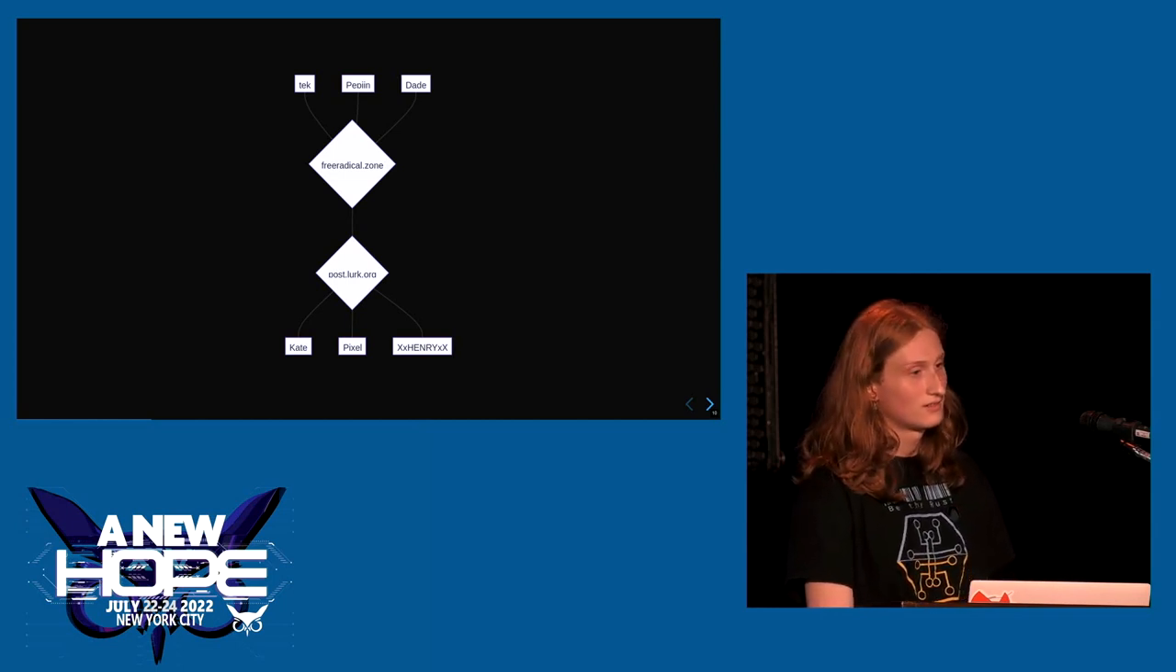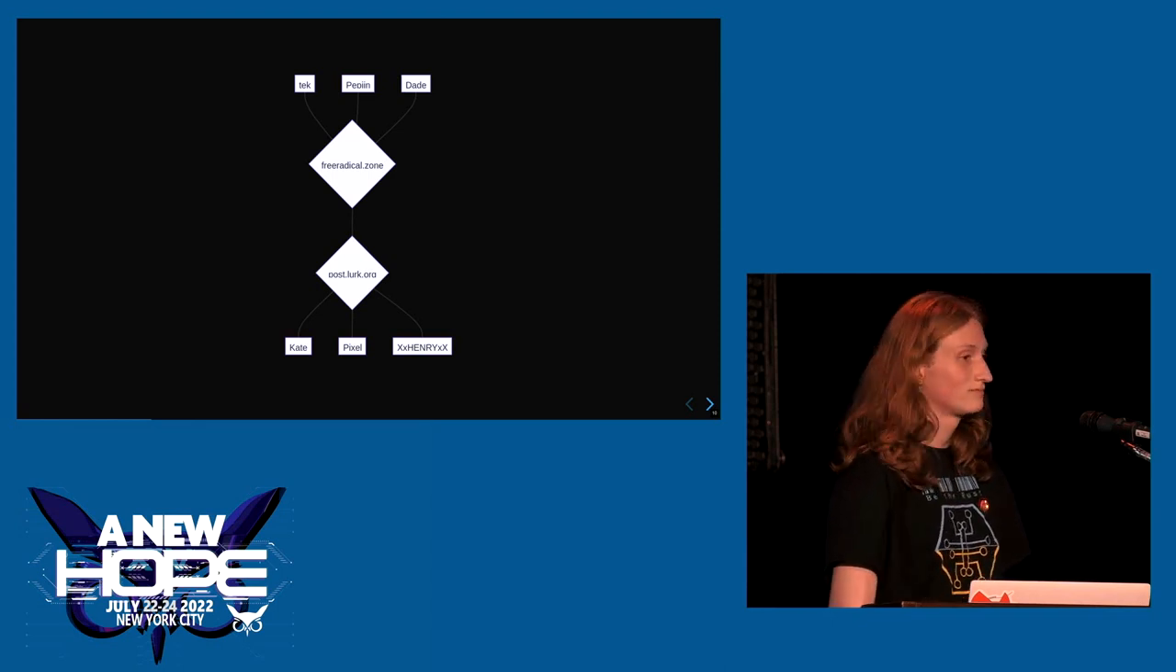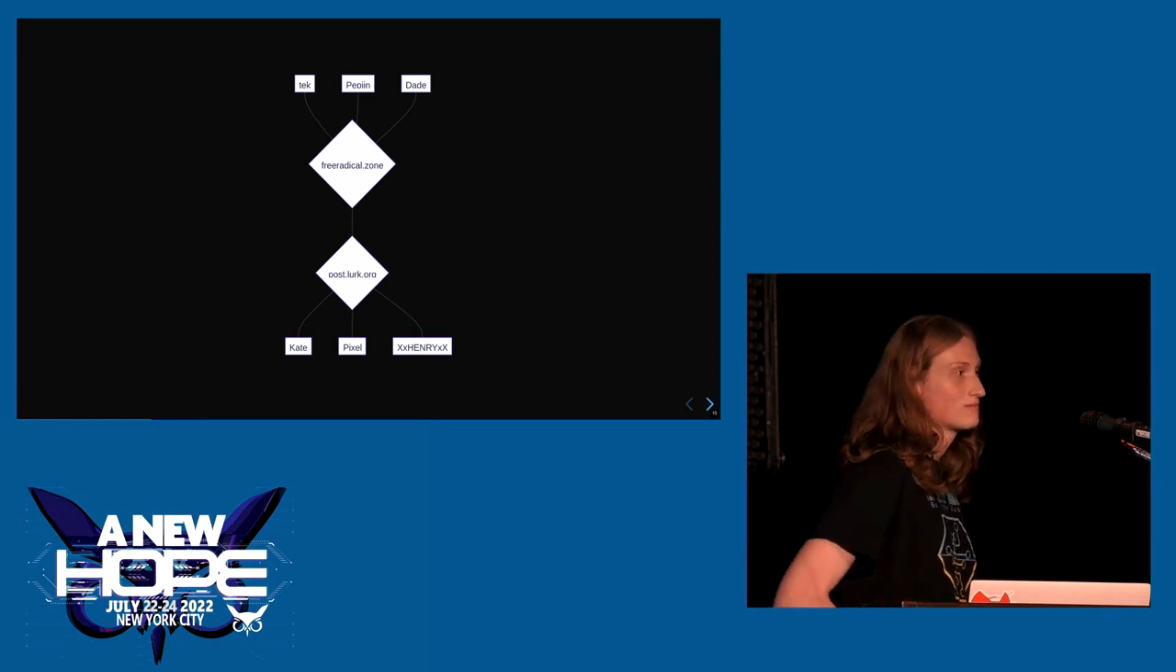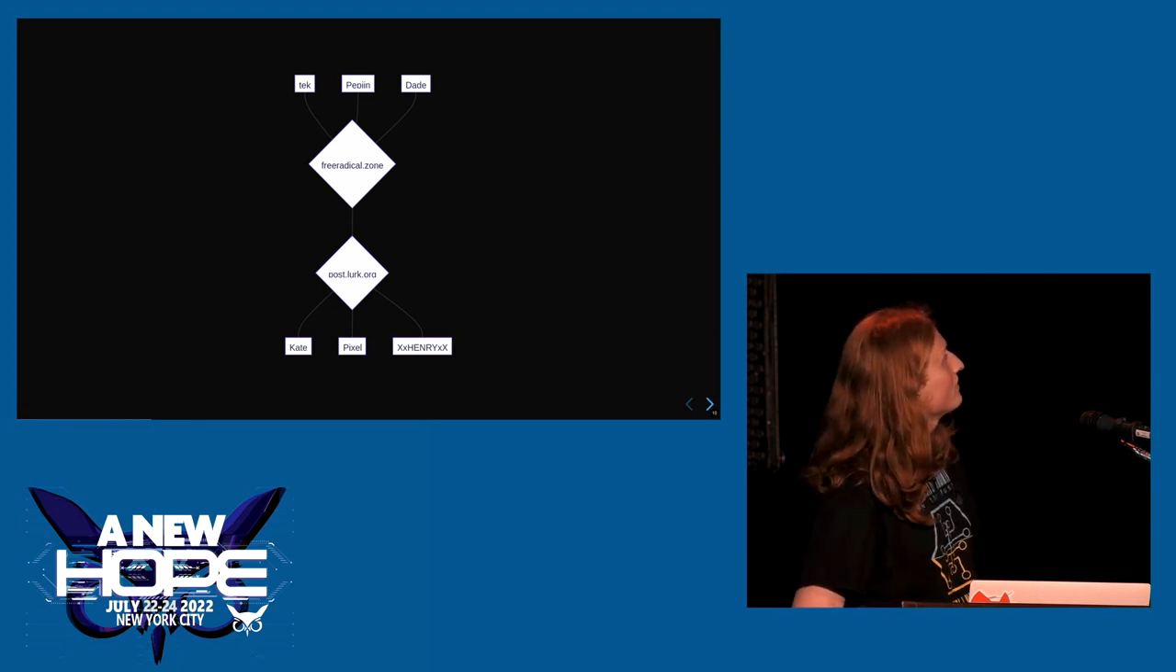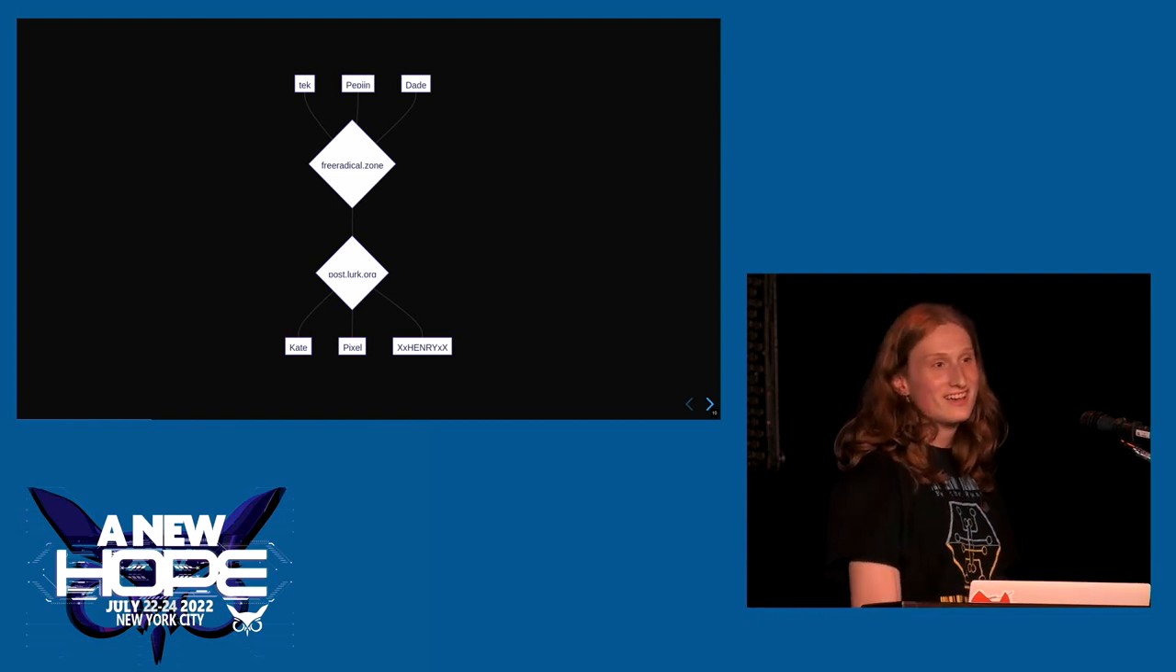Yes? How do you maintain interoperability between, for example, freeradical.zone and post.lurk.org? Post.lurk.org. Sorry, I cut off the bottom of the G, but that is a G. That's a great question. Thank you for asking it.